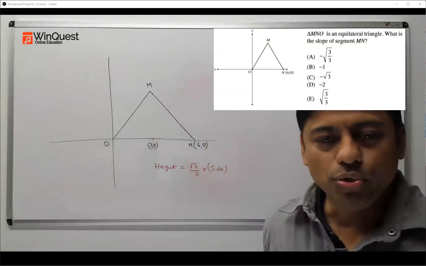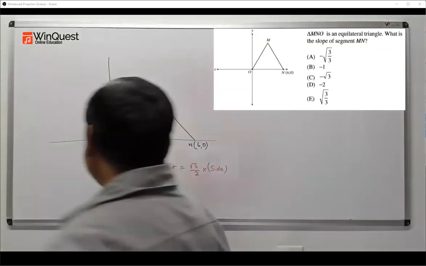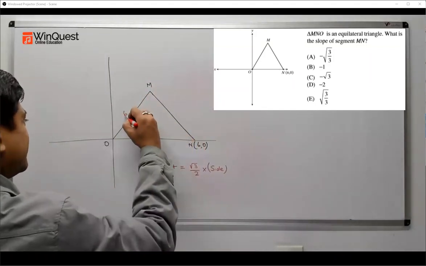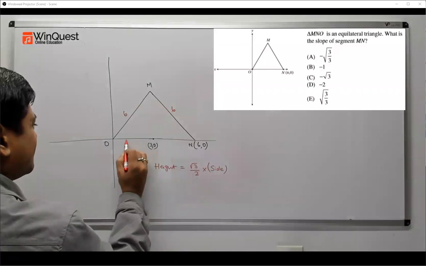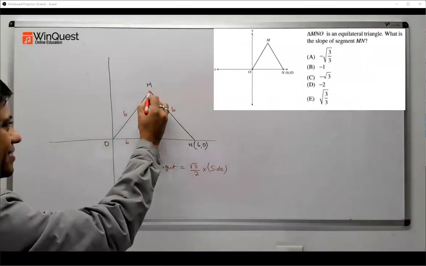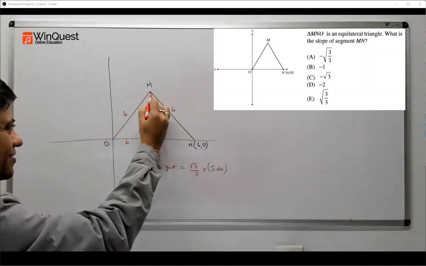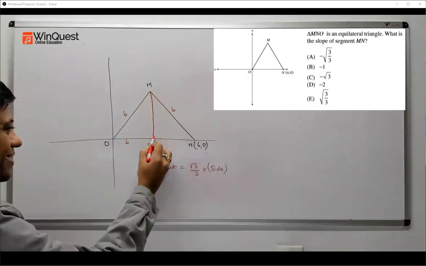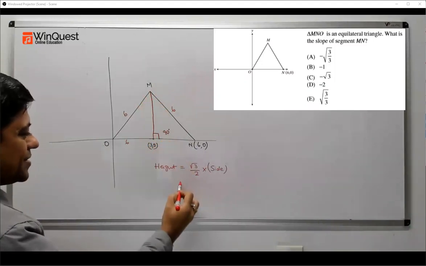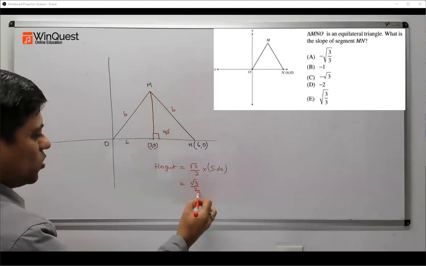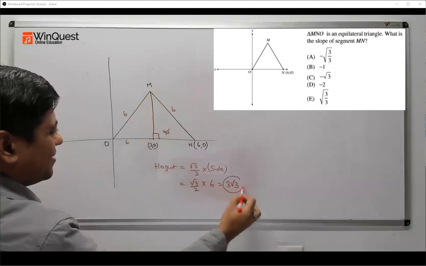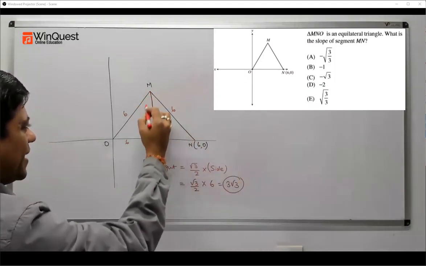So, do you all agree that each side length, I'm talking about a side length, not coordinate, is 6 units here? Yes, sir. So the height from here to here, which is going to be 90 degrees, is equal to root 3 by 2 multiplied by side, which is 3 root 3. So this length is 3 root 3, right?